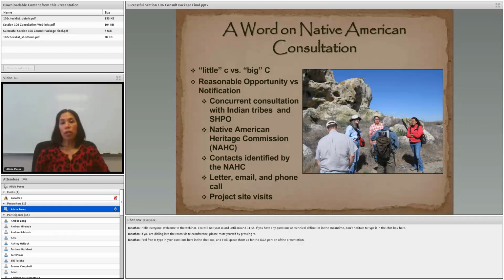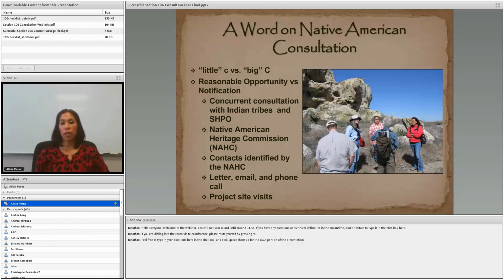We also encourage the agency to contact the Native American Heritage Commission for a search of their sacred lands files and an updated Native American contact list. And we definitely encourage that all contacts on the list are consulted with, not just federally recognized tribes. We also encourage that you move beyond just sending a letter, so follow up with an email or phone call, and of course project site visits are always encouraged.